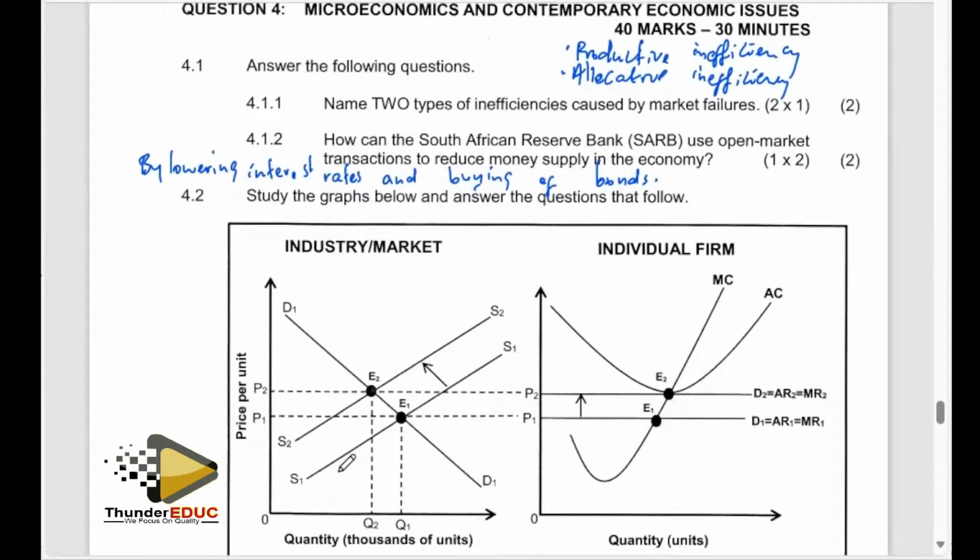So now let's check out 4.1.2. How can the South African Reserve Bank use open market transactions to reduce money supply in an economy? Okay, right. So by lowering interest rates and buying of bonds. Lowering interest rates and buying of bonds. Okay, right.